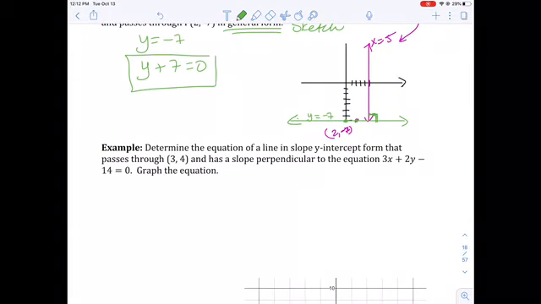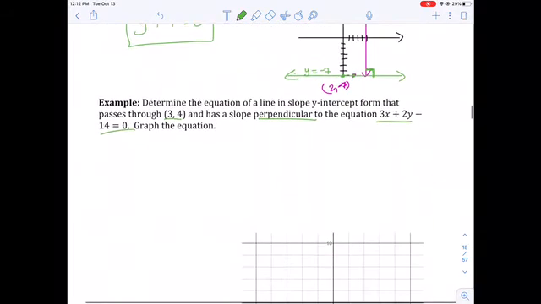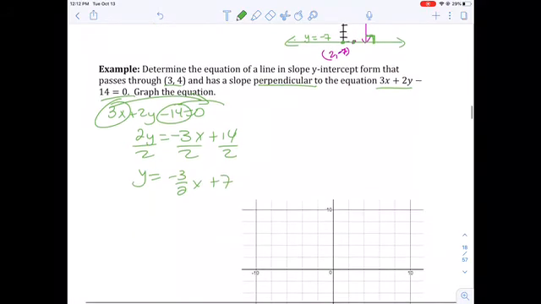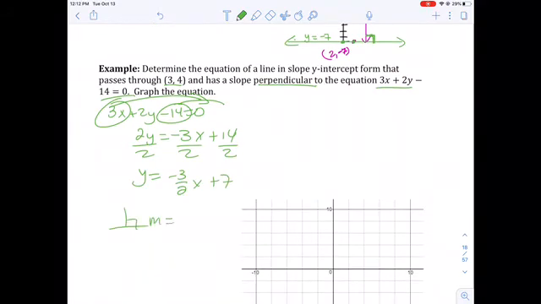Okay, let's try the last question here. It says determine the equation of a line in slope y-intercept form that passes through (3, 4) and has a slope perpendicular to this equation. Then graph the equation. So let's find the slope of this line. We've got 3x plus 2y minus 14 equals 0. So 2y is going to equal negative 3x plus 14. Divide everything through by 2, and we get y is negative 3 over 2 x plus 7. Okay, a perpendicular slope, therefore, would be positive 2 over 3.